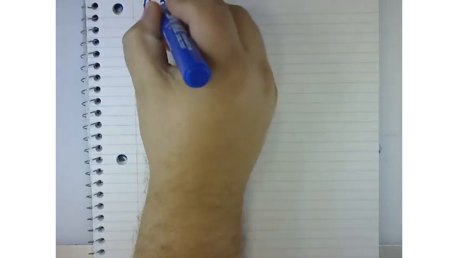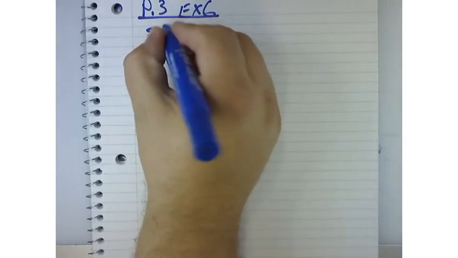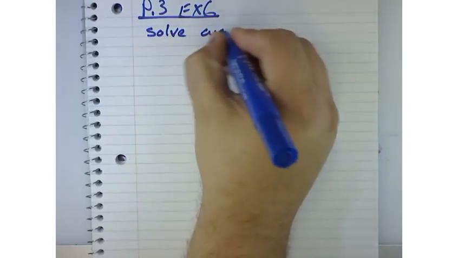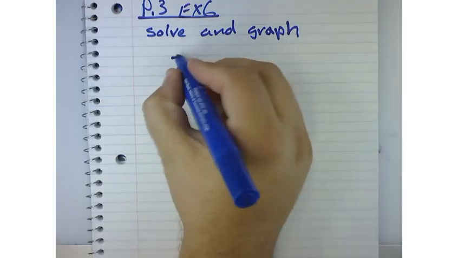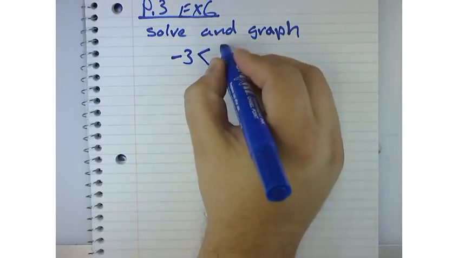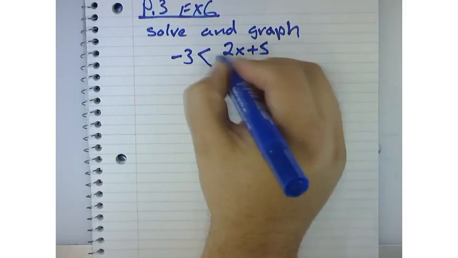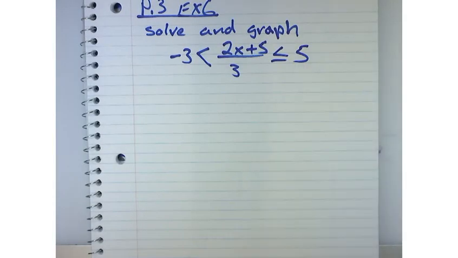So P3, example number 6. Again, we're asked to solve an inequality and then graph its solution set. Now this one's a little trickier. So we're asked to solve and graph. And so for this particular one, we have -3 is less than (2x plus 5) all over 3 less than or equal to 5. Okay?